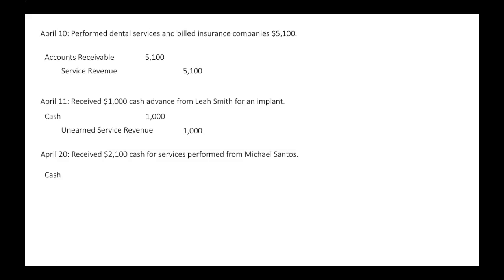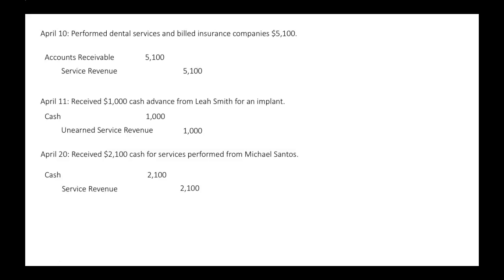And why did we get cash? Well, we got cash because we performed services, right? So our service revenue will be a credit. How much cash did we receive and how much in revenue did we earn? $2,100. So we will debit our cash $2,100 and credit service revenue $2,100.